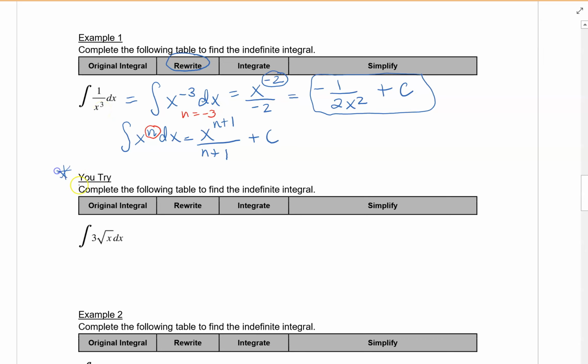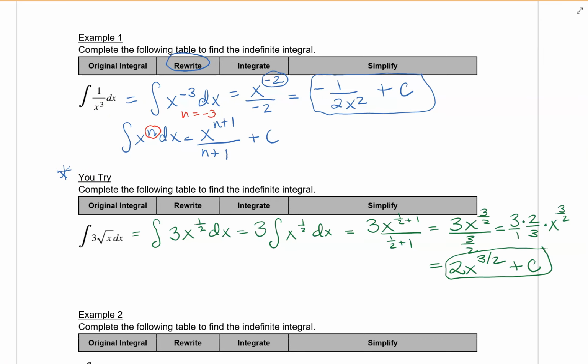Why don't you guys try this one here? So the first thing you want to do here is recognize that the square root of x is just a power function. It's just x to the power of 1/2. And so we could rewrite it that way. We can also pull the 3 out of the integral and not really worry about it until the end. It can just get multiplied in the end to our antiderivative function.